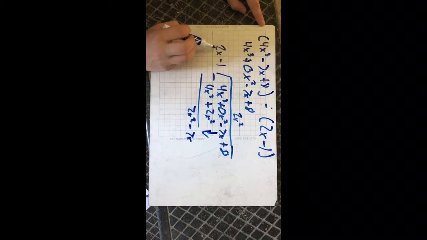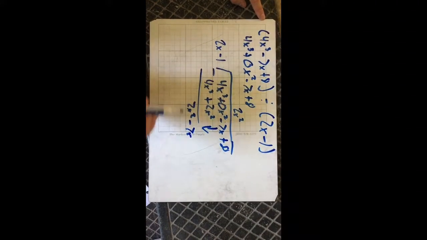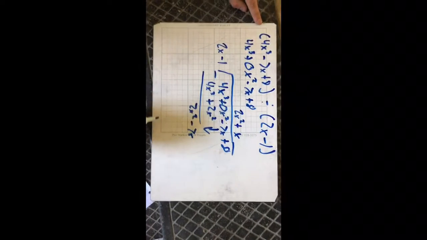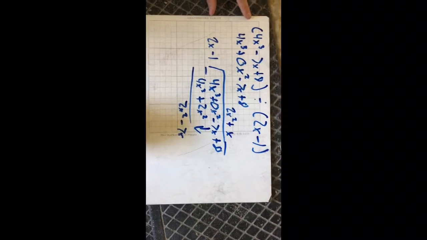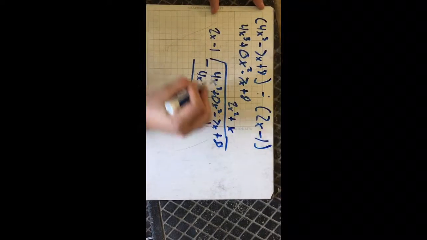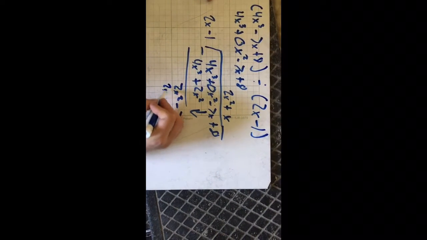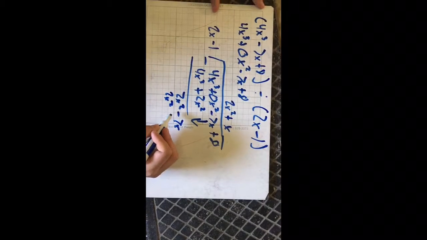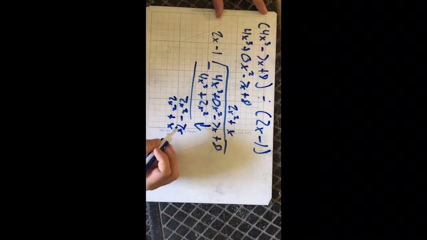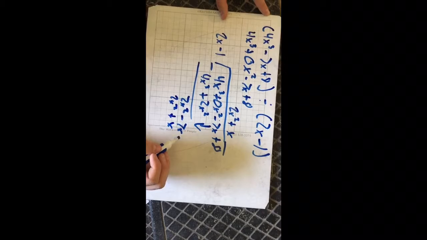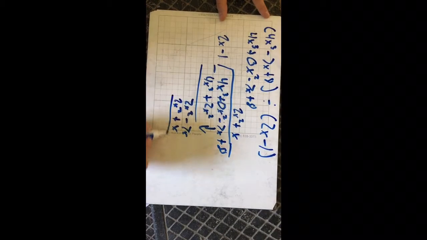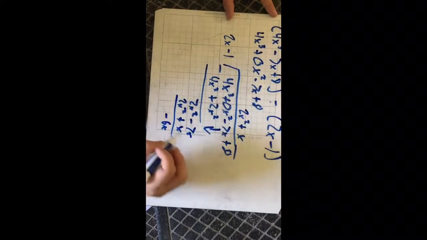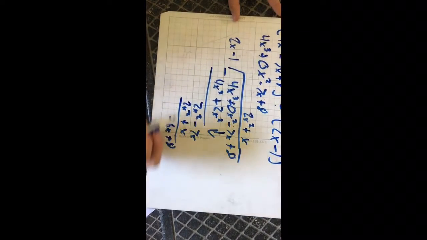Now same thing, what times this gives us this? So it's a positive x. Then we multiply over, you get 2x squared plus x. That gives us a negative 6x. Drop down the plus 8.